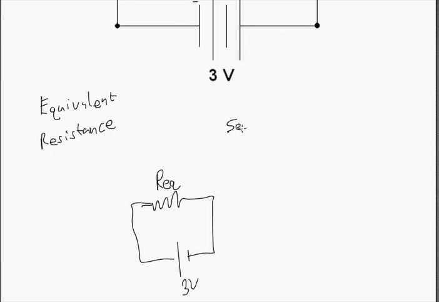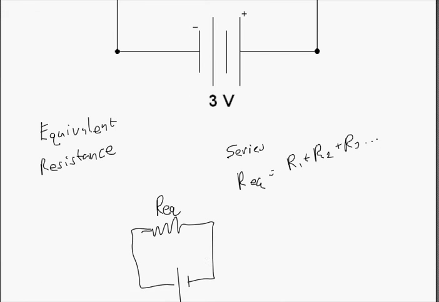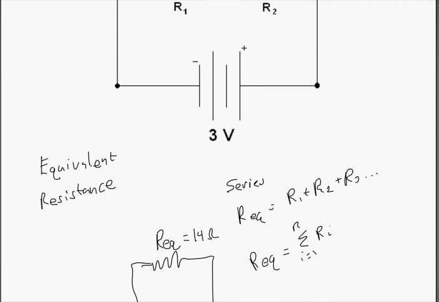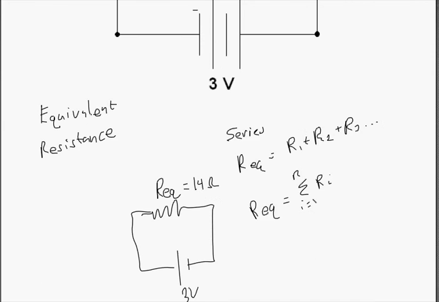So for series circuits, Req equals the sum of all your resistors. So R1 plus R2 plus R3, dot dot dot, up to infinity, however many resistors you have. This one I only have 2, so it would be 5 and 9. The Req for this one would be 14 ohms. And for those of you who are math savvy, another way to write this is Req equals the summation from i equals 1 to n of R sub i. That's a pretty cool way of thinking about it. It just means add up all your resistors. For series circuits, it's very simple. In this case, it's 5 plus 9, and that equals 14.